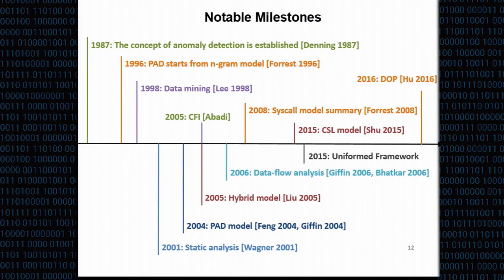And in 2016, I think at Oakland, there was a paper on data-oriented programming, which is a very great paper, which is the advanced version of the 2005 non-control data attack. And that is a type of attack partially addressed by our last year CCS paper, the CSAL model. Okay.